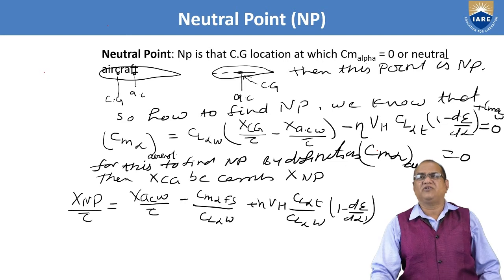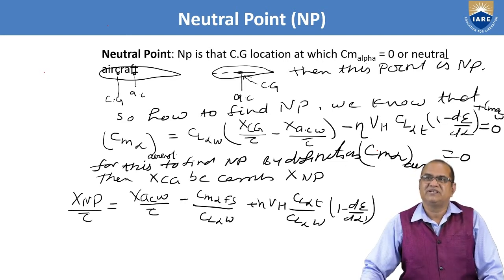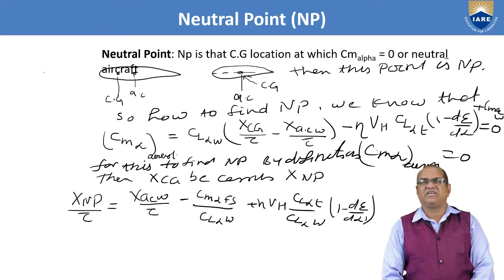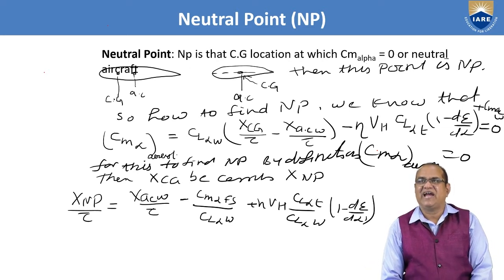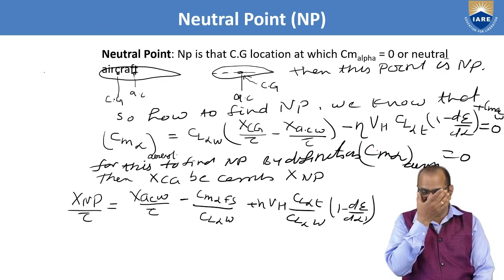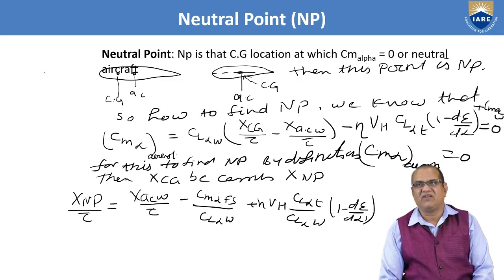Now I want to discuss the new topic, which is the neutral point or NP. This neutral point NP is that CG location at which CM alpha is equal to 0. So this is the definition of the neutral point: the center of gravity location at which CM alpha is equal to 0, or neutral.